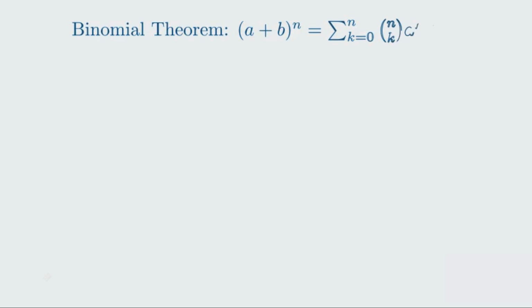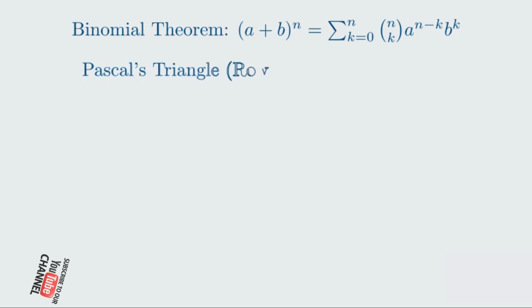Now that we know x equals 1 is a root with a high multiplicity, we can use a more powerful algebraic identity to solve this equation. Recall the binomial expansion theorem. The expansion of a plus b raised to the power of n is given by this formula involving binomial coefficients. The binomial coefficients, represented by C(n, k), are the numbers in Pascal's triangle. For n equals 4, the fourth row of Pascal's triangle contains the coefficients 1, 4, 6, 4, 1.